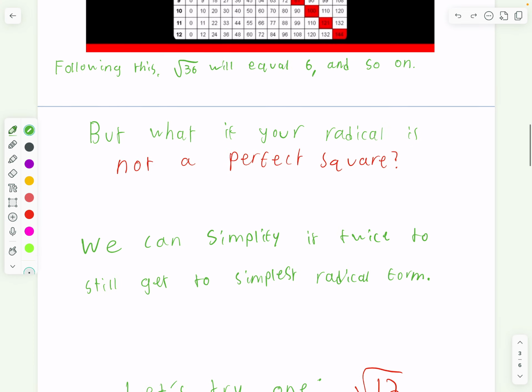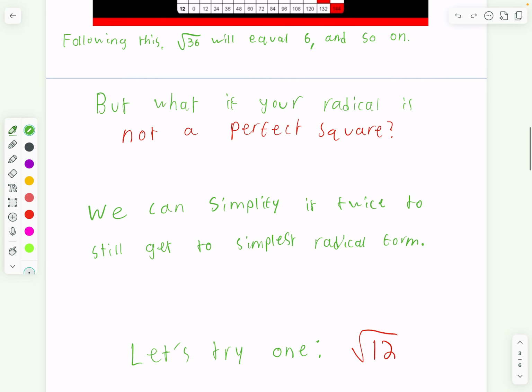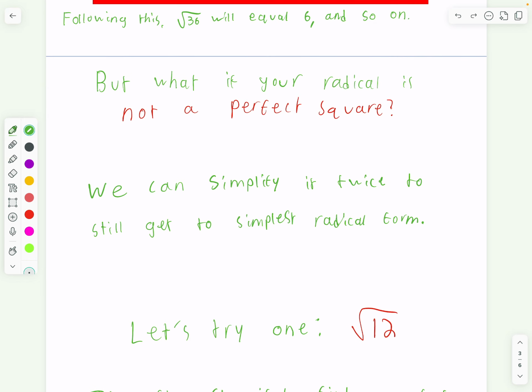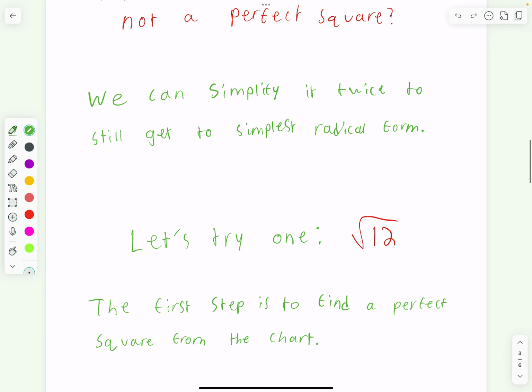But what if your radical is not a perfect square? Well, we could still get it into simplest radical form. It just takes a little more work. We can simplify it twice, and we can still get there. Let's do that with radical 12. So the first step here is to find the largest perfect square you can find that goes into 12.